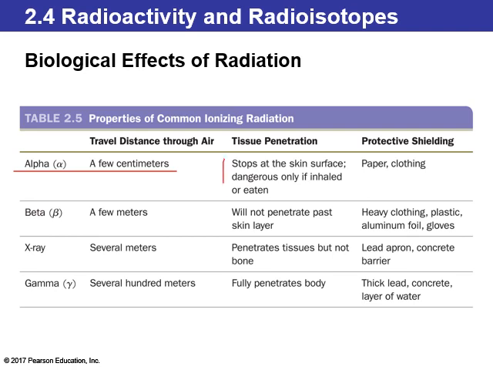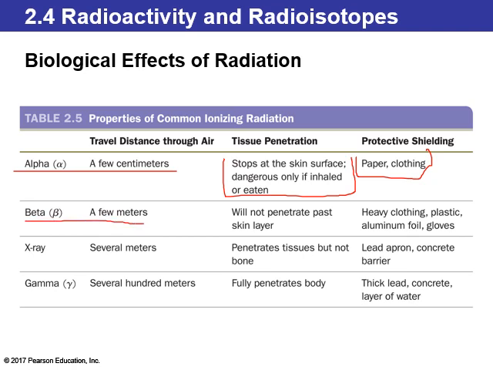If it hits you, it's going to stop at the skin surface. It's usually only dangerous if inhaled or eaten. And the reason, again, being that you have a protective layer on the outside of your body, but not on the inside of your body. Paper or clothing is fine protective shielding for alpha particles.